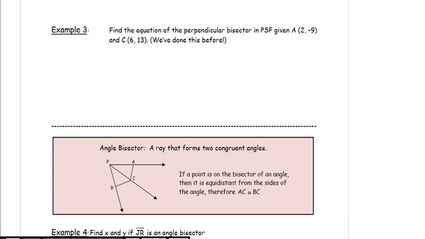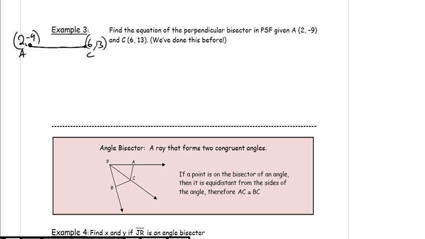Example 3. We did this back in chapter 3. Okay, finding the equation of the perpendicular bisector in point slope form given that A is (2, -9) and C is (6, 13). So what this looked like when we drew a picture of it, and I encourage you to draw a picture of it, is something like this. So we have a segment, and this is at (2, -9). This is at (6, 13).